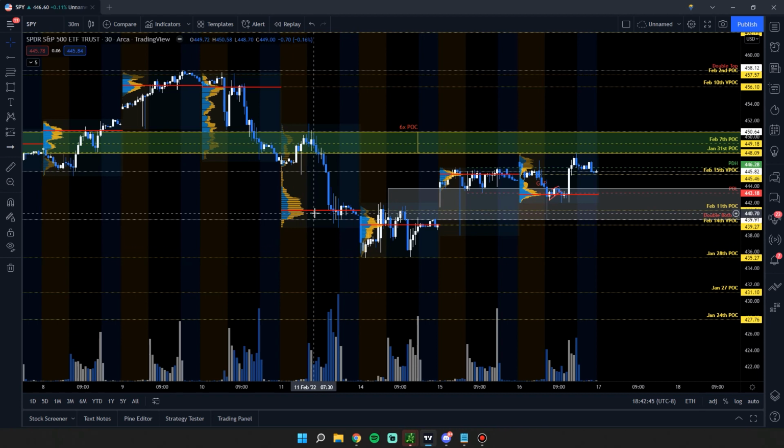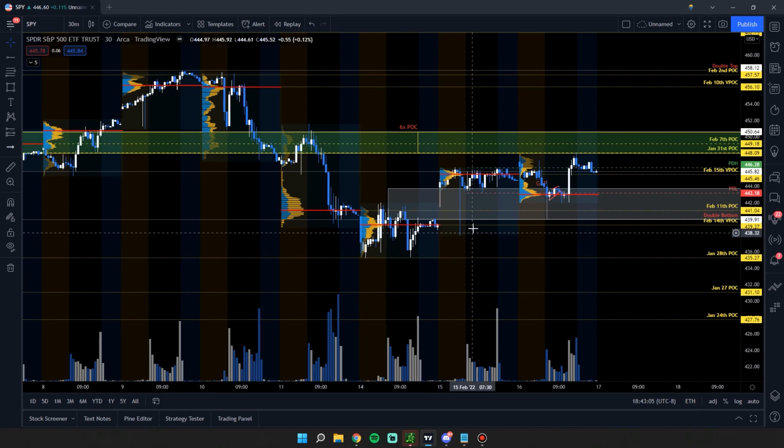Like this point of control here for February 11th, when we opened up here, originally the point of control would have been up here somewhere. But then as the day went on and the stock came down here and consolidated, and most of the price action took place in this area, the point of control would have moved and settled here.